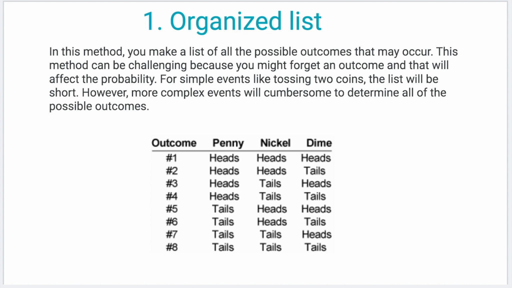So here's an example where we're tossing three coins, a penny, a nickel, and a dime. And these are all the possible outcomes. So you can easily come up with these 8 outcomes just by coming up with a list. But if you're going to be tossing, let's say, 5 coins or 6 coins, then you're going to see that it's very easy for you to forget a particular outcome.